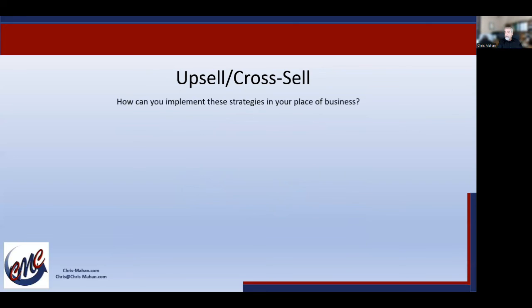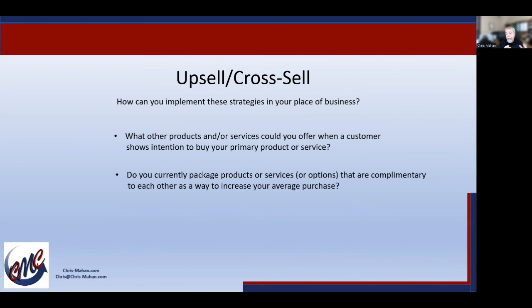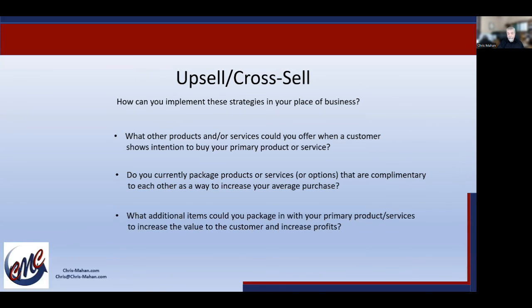Now, how can you implement these strategies in your business? You begin by asking these three questions. What other products and or services could you offer your customers when they have shown they are ready to buy your primary product or service? The second question is, do you currently package products or services that are complementary to one another? And the third is, what additional items could you package with your primary product or services that would increase the perception of value in the eyes of your clients and your customers?